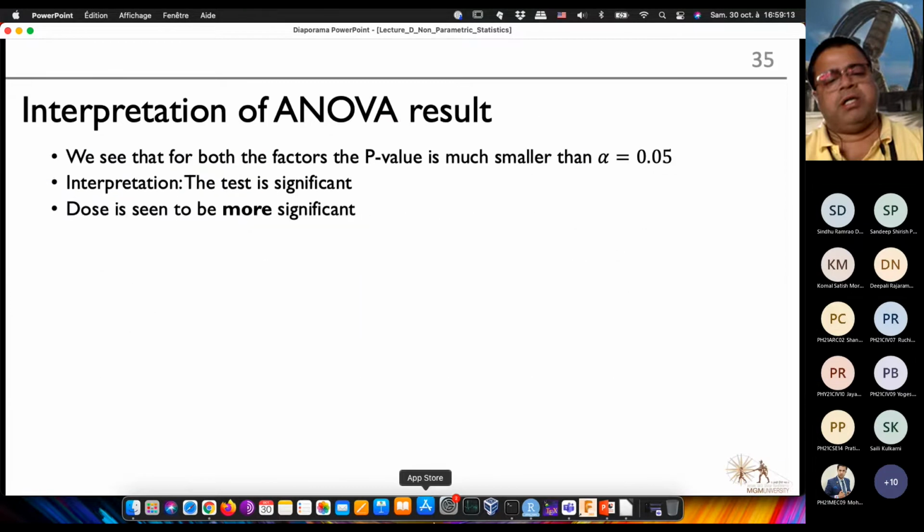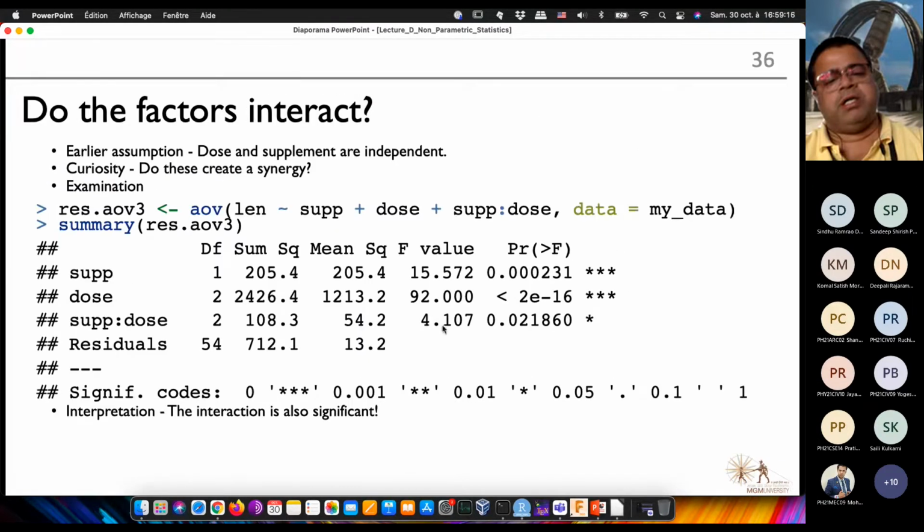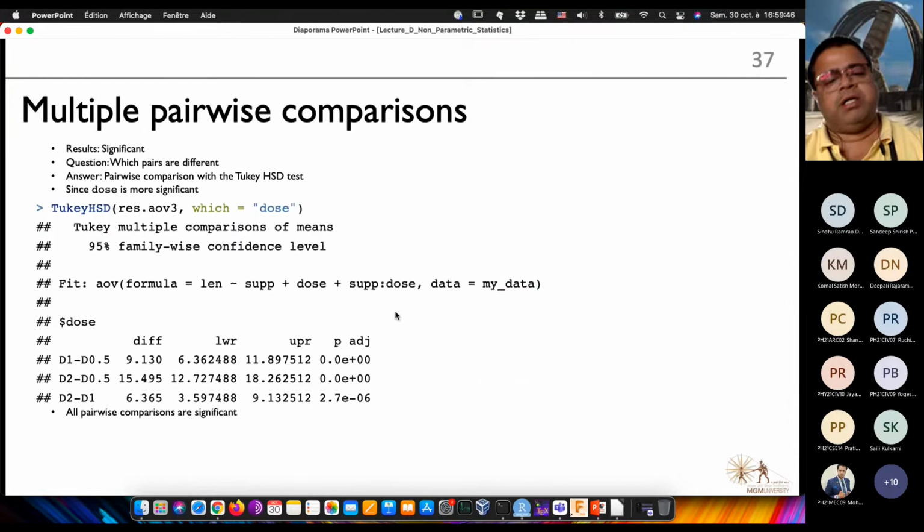So interpretation of the ANOVA result, the dose is seen to be more. यहाँ पे बहुत ज्यादा कम है ये वैल्यू, इसका मतलब this is much more significant. The dosage is going to affect more, or it is going to be more sensitive for tooth growth. Okay, it doesn't matter कि आप orange juice दीजिए या फिर आप ये दीजिए, क्या बोलते हैं आपका ascorbic acid, but what matters is the dosage. Okay, this is what is being taught here, and then you can actually create multiple pairwise comparisons.